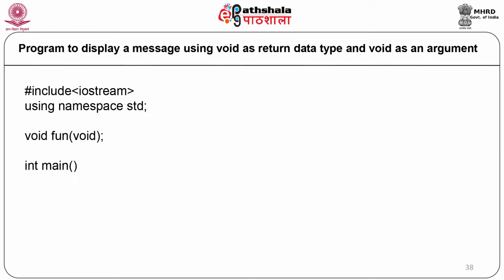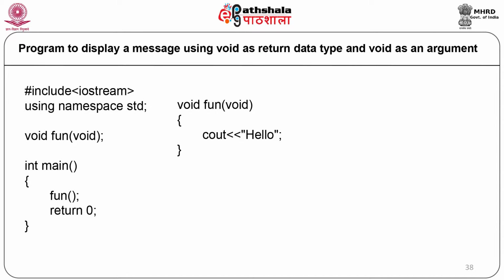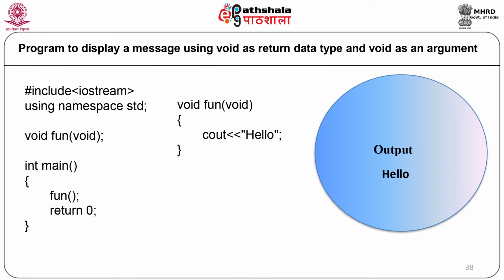Now we will start with the main function, int main. We are calling the function fun and we are returning 0 from the main program. Main function ends. Now start with the function void fun void, where inside the function we are displaying the message cout hello, and the function ends. When the above code is compiled and executed, it produces the following result as hello.